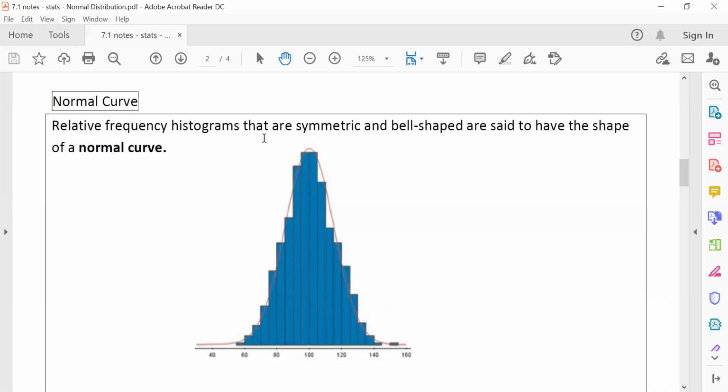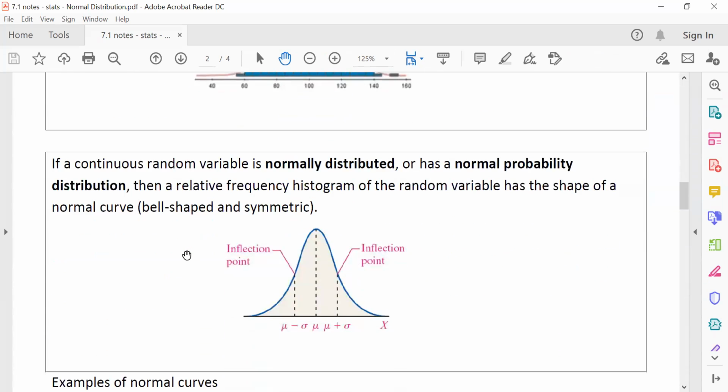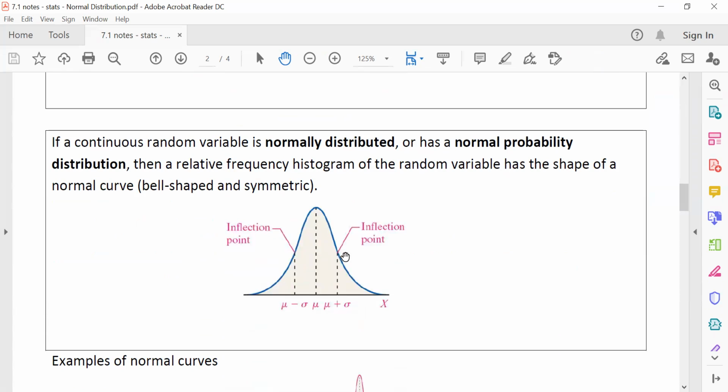So a relative frequency histogram that's symmetric and bell-shaped is said to have the shape of a normal curve. So the normal distribution is what we're going to be talking about. And this is a better picture of it. If a continuous random variable is normally distributed, so if you can think of something that behaves according to a normal distribution, that tells you what the boundaries are for how the probabilities can go. It says there's a 50% chance that a value will fall below the mean, and a 50% chance a specific value will fall above the mean.